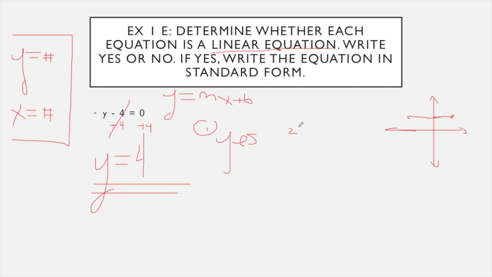The second part wants it in standard form. Standard form means x's and y's on the same side, equaling some number. There is no x, so y is on the side by itself, and it equals some number. So that is the best it is going to get. That is in standard form. So yes, and you leave it as is. We did both of those things for 1E. So remember, these are shorter and they're always lines.